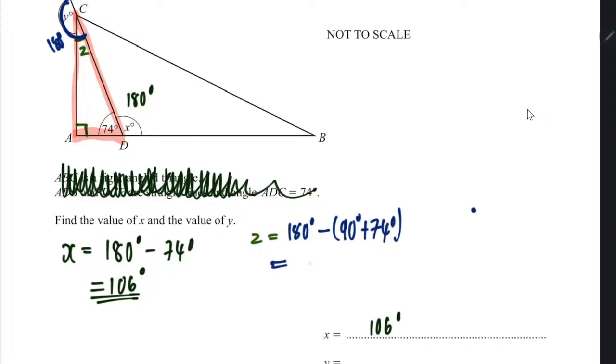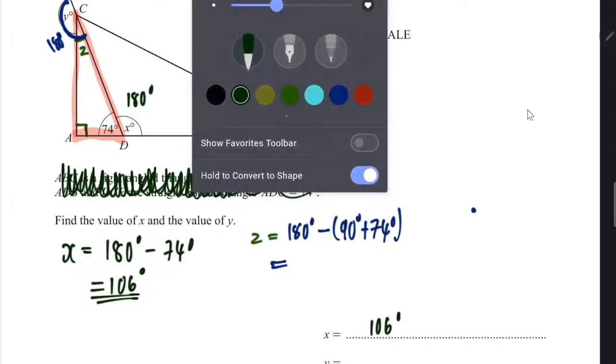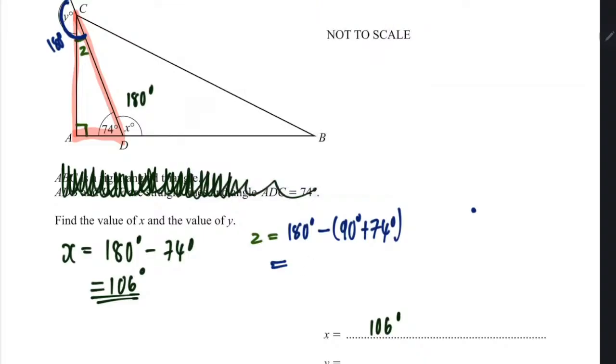What is the answer? We're about to put the wrong one. What is the answer here? You're allowed calculators in this one. It's a paper 4. Come on now. What is 180 minus, in brackets, 90 plus 74? What do you get, students? Put it in the chat. Put the answer in the chat. Come on.